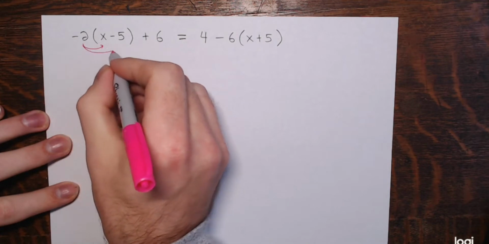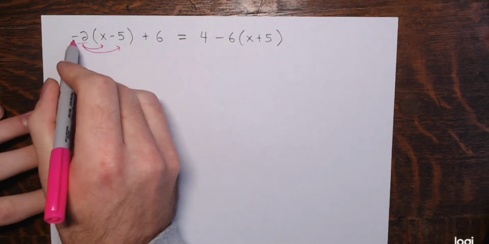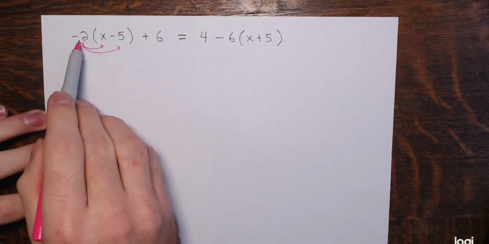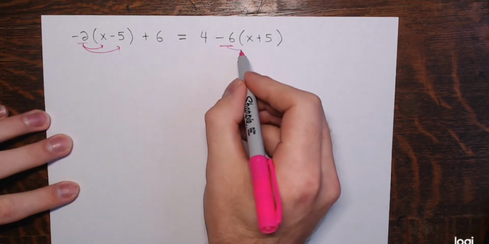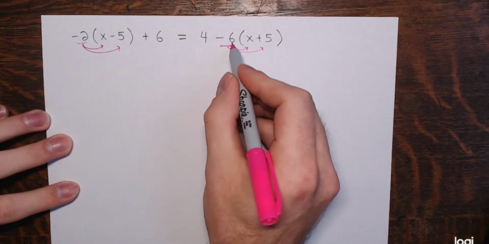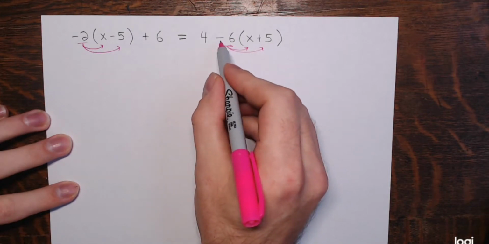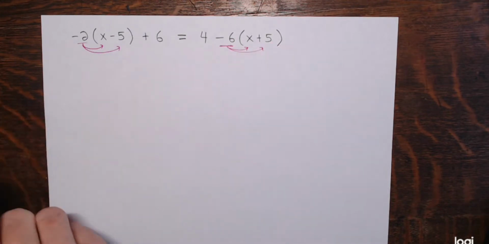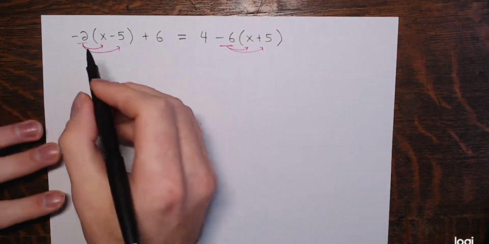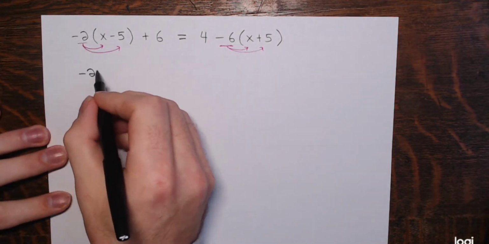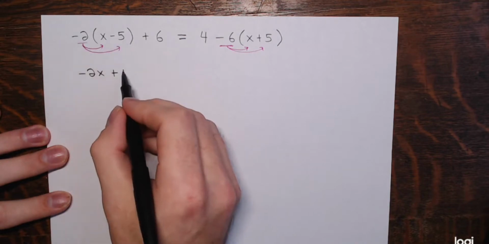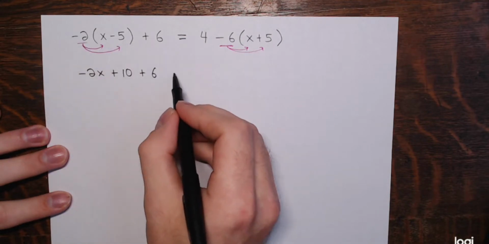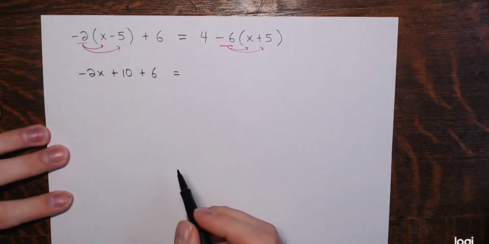Now don't forget, negative signs are part of terms. So I'm not distributing 2, I'm distributing negative 2 here. Same thing over on the right side. I'm not distributing 6, I'm distributing negative 6 to the x plus 5. Don't forget the minuses. So here we have negative 2x plus 10, negative 2 times negative 5, and then you still got the plus 6. We'll combine those in a second, make that 16.